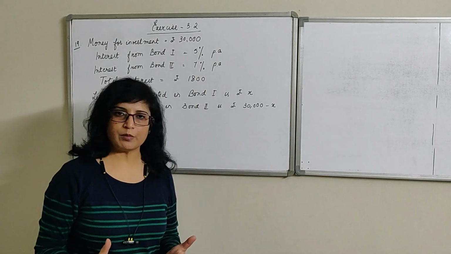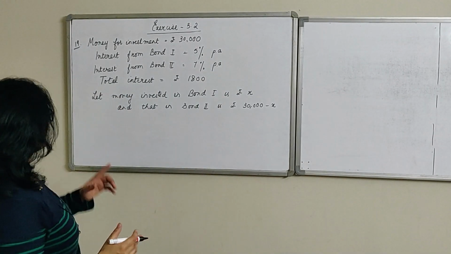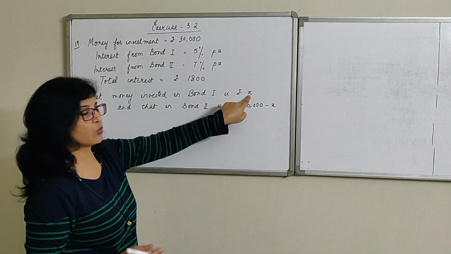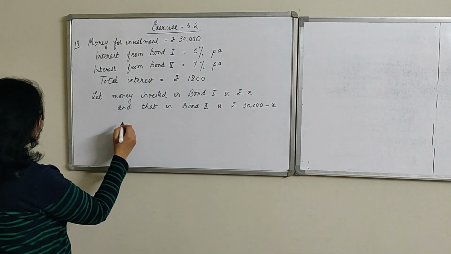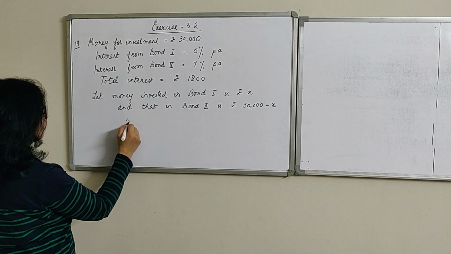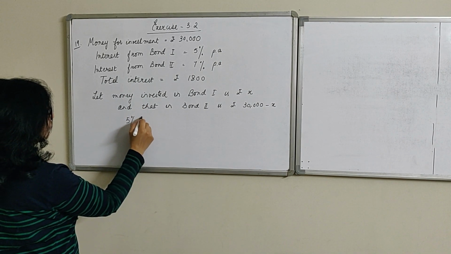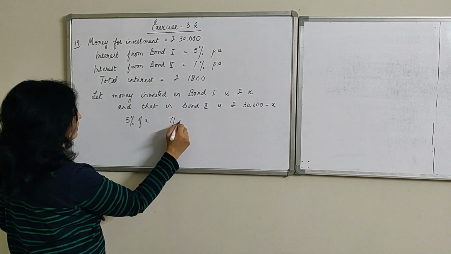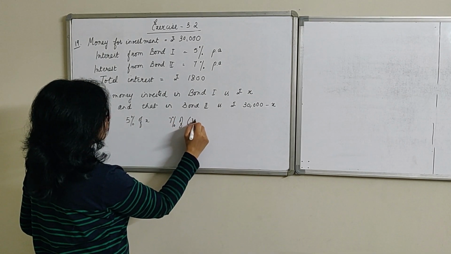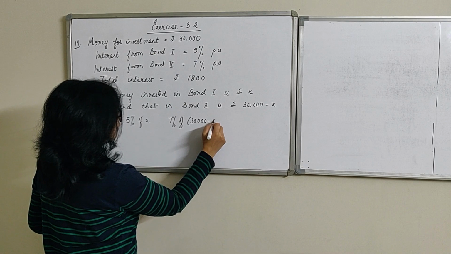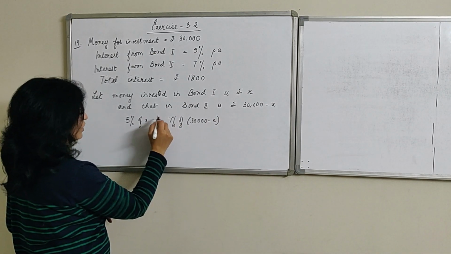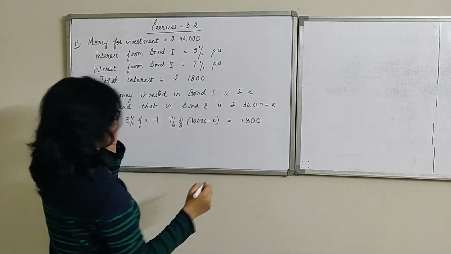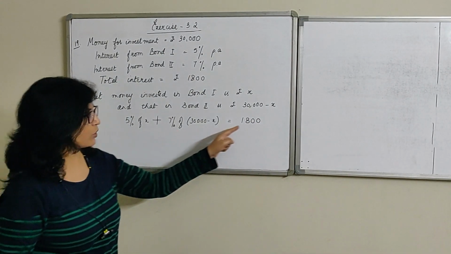If we are not using matrix multiplication, then the first bond will give an interest of 5% per annum on the amount invested in bond 1. So the interest that the first bond will give is 5% of X. The interest that the second bond will give is 7% of 30,000 minus X. If we add the two interests, we get the total interest, which is equal to 1800 rupees. So a simple equation is obtained.